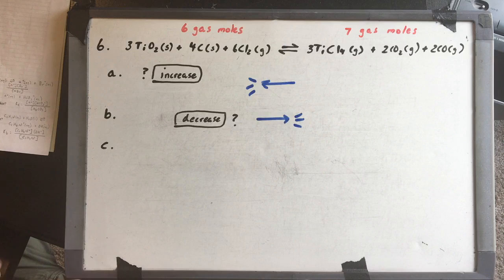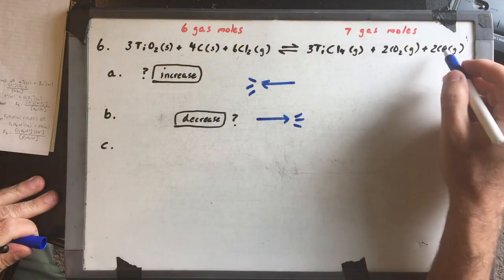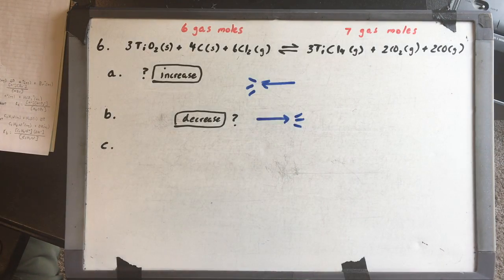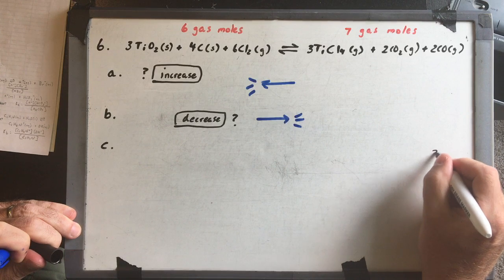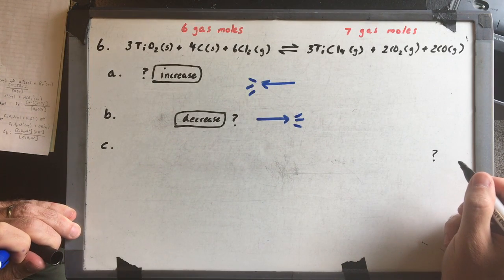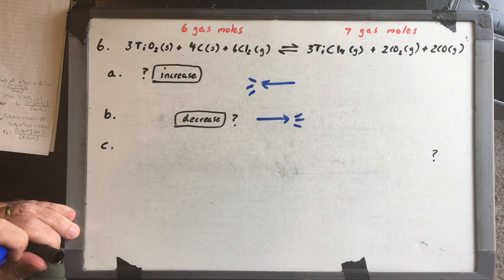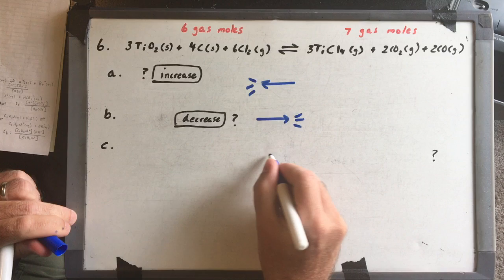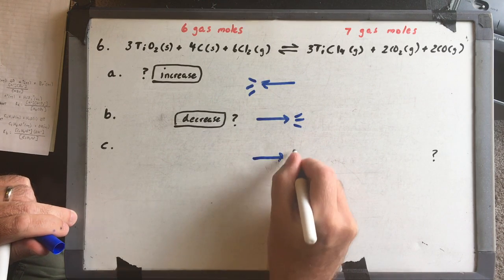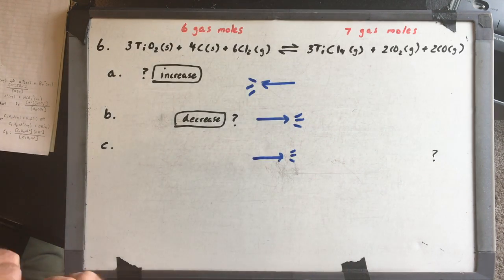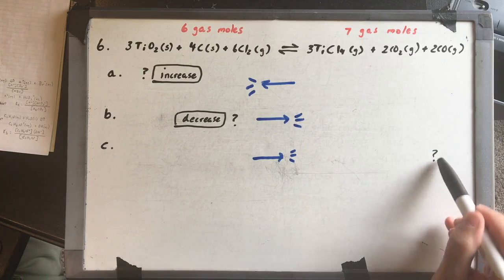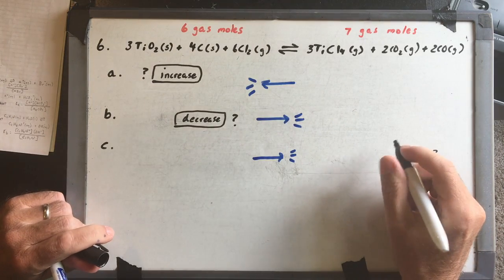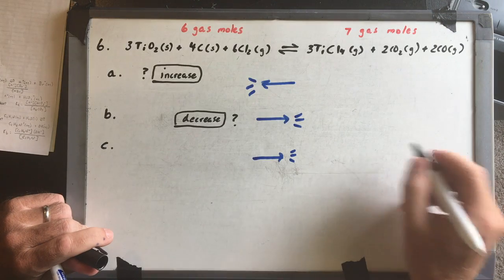All right, part C says what will happen to the concentration of CO. Okay, CO is all the way over here to the right. What will happen to the concentration of CO if the pressure is decreased? Well, we've already figured out if the pressure is decreased, the reaction shifts toward the side with the most gas moles. So the hose is pointing towards the right, towards CO, so it would increase.